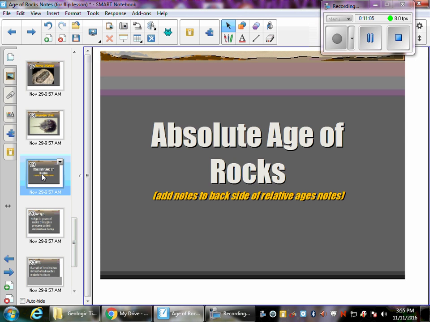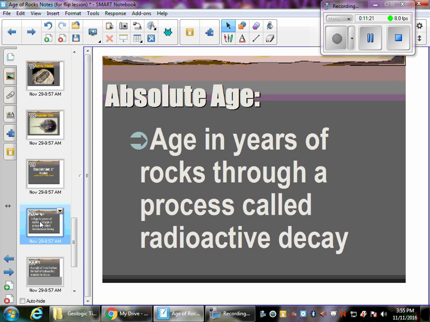This has all been about relative age, which rock is older than the other. Absolute age is where you get an actual number. Absolute. We know a number for how old something is. So absolute age is the age in years. If we have a number, this is 182 million years old, then that is what's called the absolute age. So it's the age in years of rocks through a process called radioactive decay. And what happens over time is that atoms break down at a certain rate. And by calculating how much of that has broken down, we can figure out the age of something.